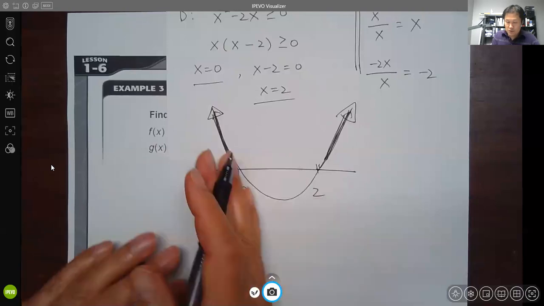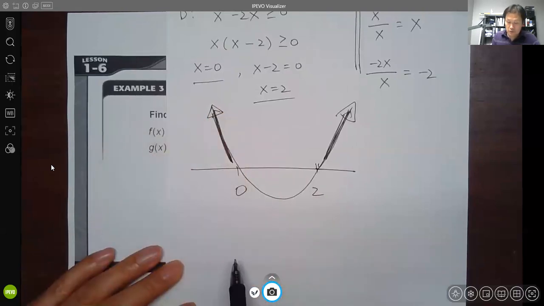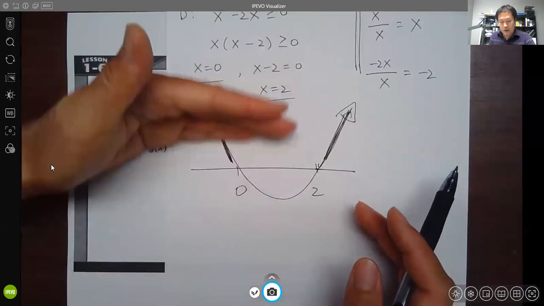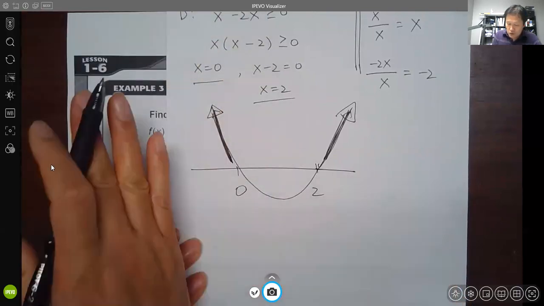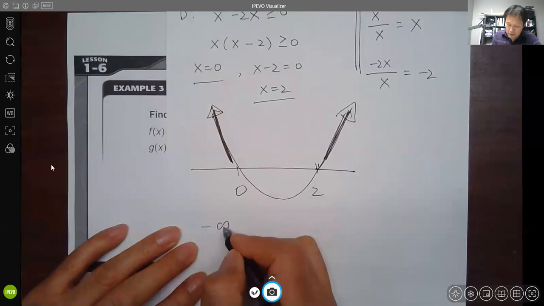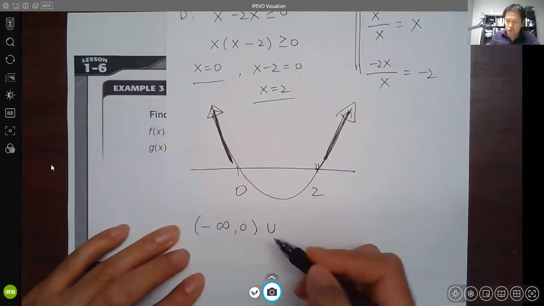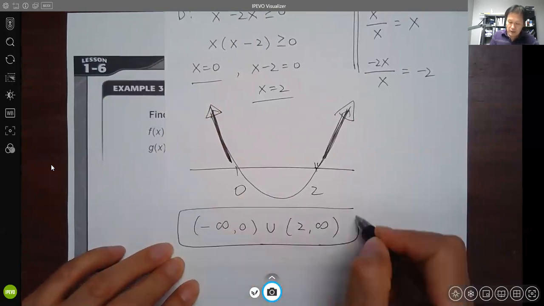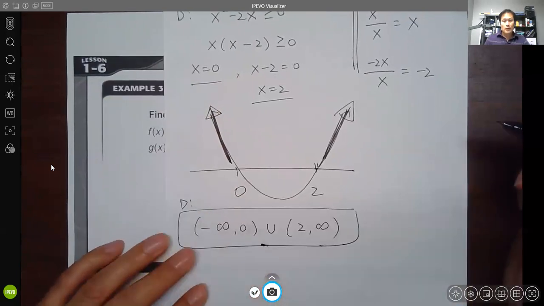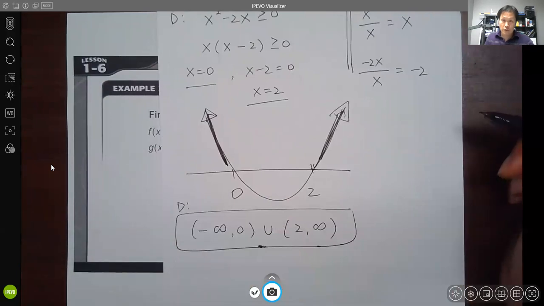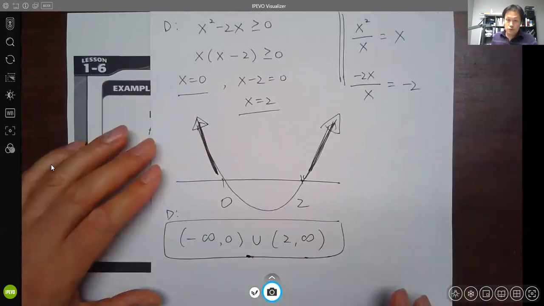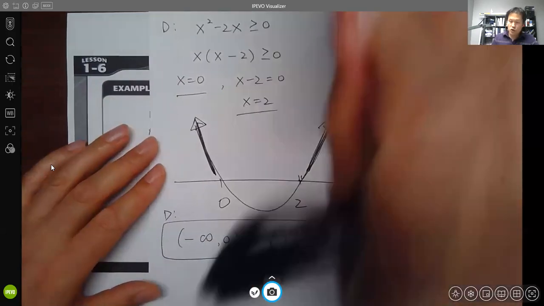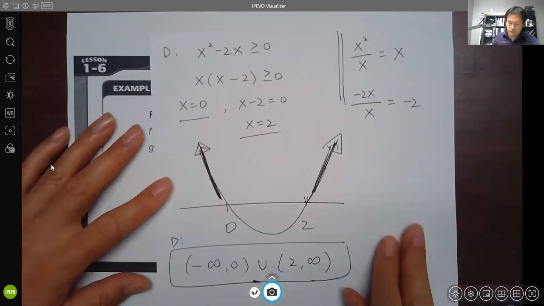All you have to do is express that in interval notation. So where on the x-axis is the graph above the x-axis? From here to here, minus infinity to 0, union with 2 to infinity. That's your domain. Okay, that's what I prefer. I know some of you don't like this method, then you can always do checking with this.